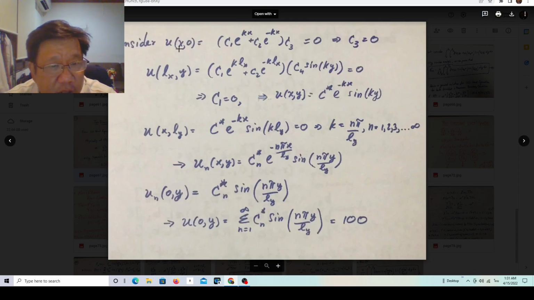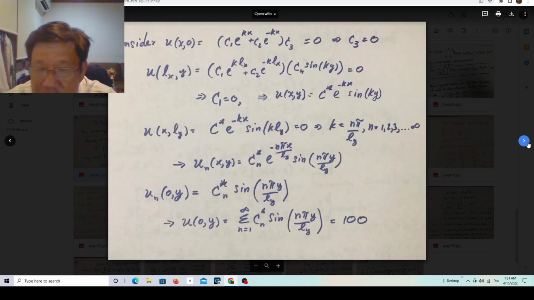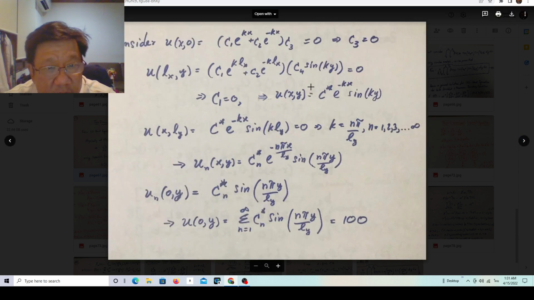Let's look at the first condition. You know that u of x, at y equal to 0, is 0. If you substitute y equal to 0 here, you know the sine term becomes 0. Sine 0 is 0, and cos 0 is 1. Therefore, you have c sub 3 remaining in the y function as a constant. But for the x function, x is always the remaining variable. Therefore, this is how the result is going to look.